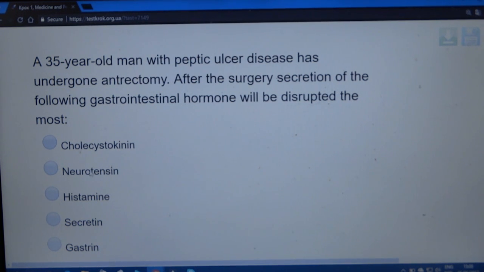Now, neurotensin has got nothing to do with the intestine. It's not produced in the intestine. That's what I mean. Cholecystokinin actually is produced in the duodenum, but over here, the duodenum is intact. Secretin also in the duodenum. This is an immune reaction hormone or enzyme. So your answer here is what? Gastrin.